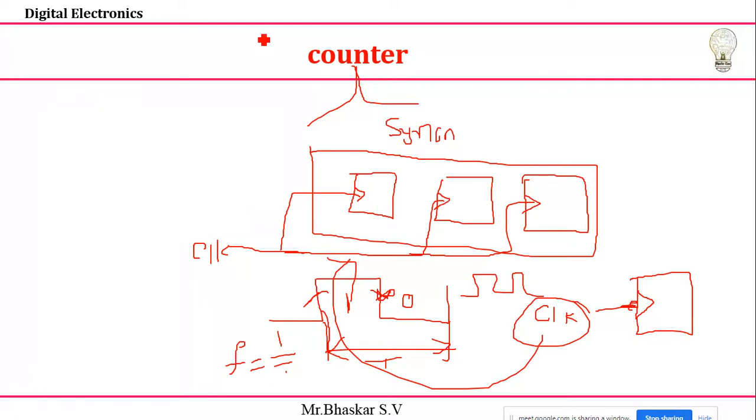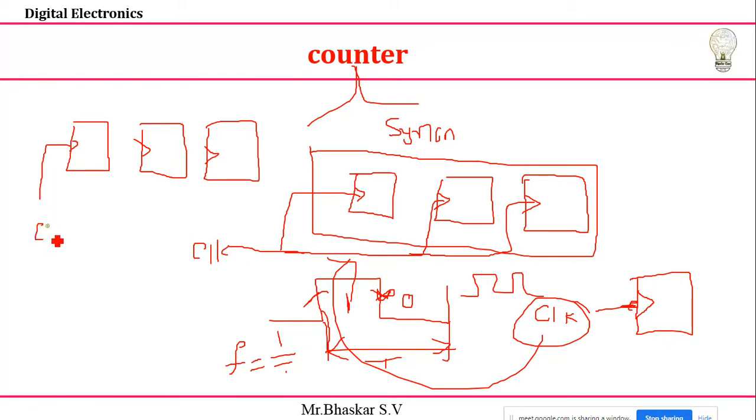Then what is the meaning of an asynchronous counter? For example, take the same three flip-flops, as a counter. In this case, the clock signal applied to the first flip-flop, then the second flip-flop's clock depends on the output of the first flip-flop, and the third flip-flop's clock signal depends on the output of the second flip-flop.